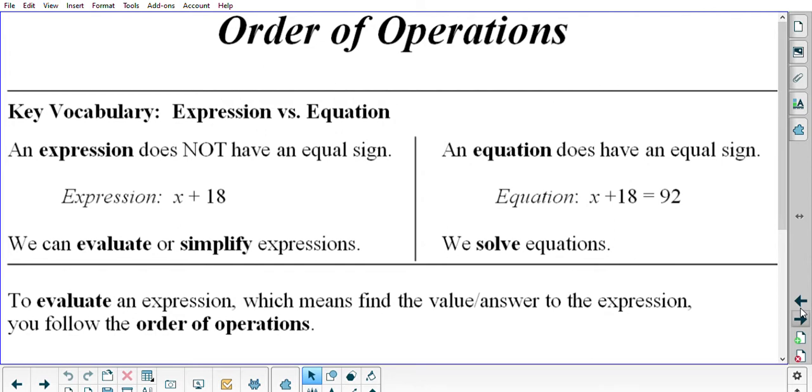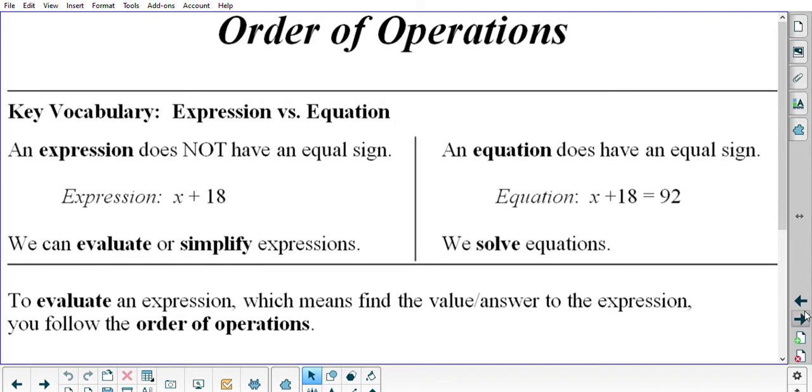We're looking at the difference between what is called an expression in mathematics versus an equation in mathematics. You might have heard these words before, obviously, in previous years. An expression is a mathematical statement that does not have an equal sign. So it could have addition, subtraction, multiplication, division, parentheses, exponents, but it's not going to have an equal sign. An equation does have an equal sign. You can see an example here: x plus 18, that's an expression. x plus 18 equals 92, well, that's an equation because it has the equal sign.